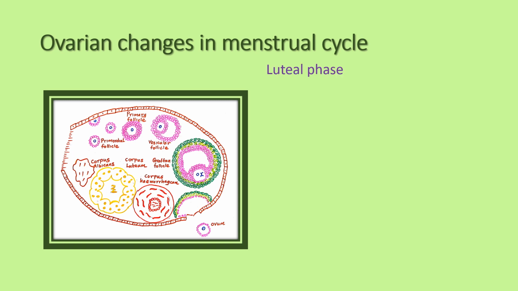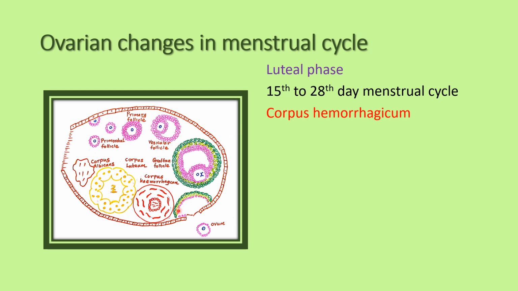The luteal phase of the menstrual cycle starts from the 15th day of the normal menstrual cycle. After the release of the ovum, the Graafian follicle is filled with blood, called the corpus hemorrhagicum. The blood is clotted, then it is converted to the corpus luteum by the luteinizing hormone. The corpus luteum is the glandular yellow body. Luteinization occurs by the luteinizing hormone. The theca cells are converted to theca lutein cells. Granulosa cells are converted to granulosa lutein cells.